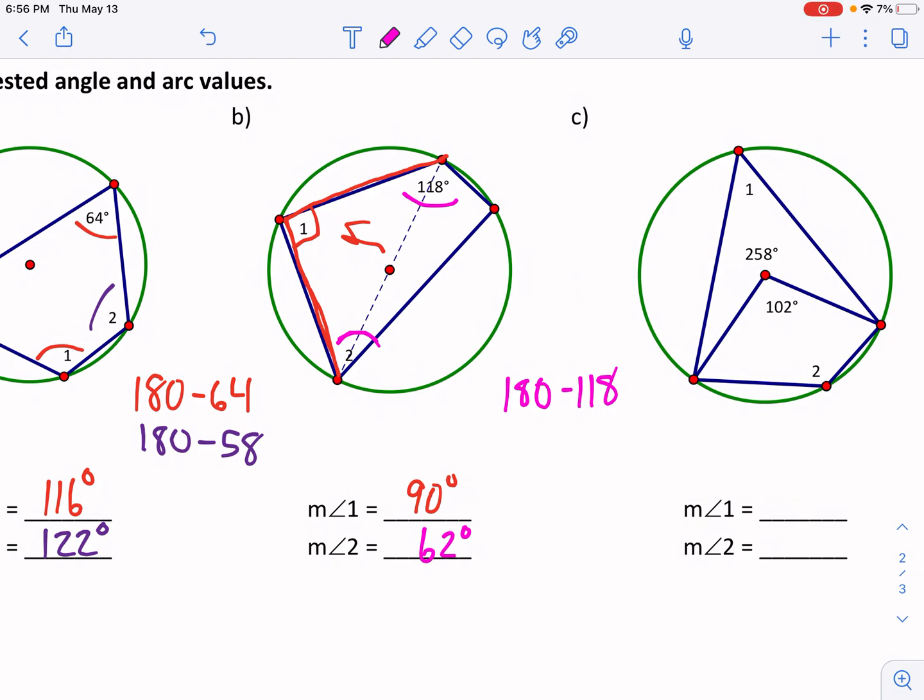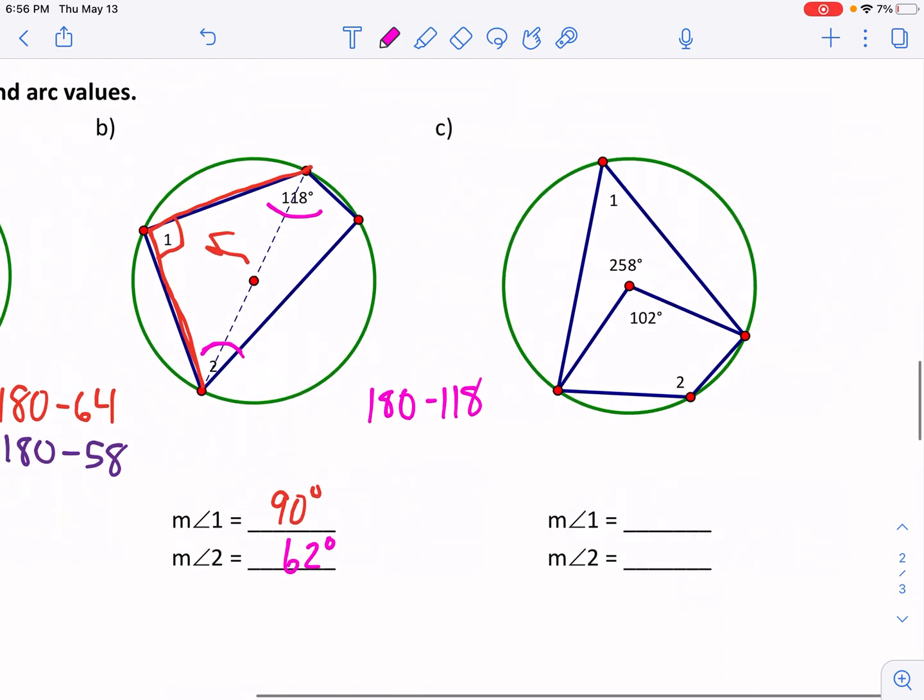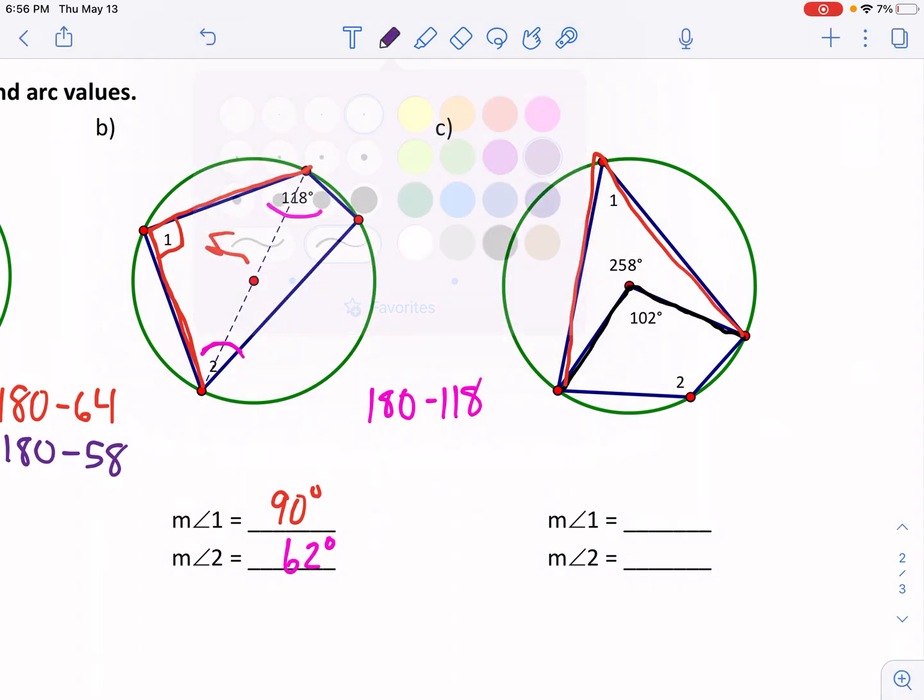Okay, so then we have one last problem here. We have angle 1 and angle 2 to find again. And notice we have a couple of different angles we're looking at. There's a central angle, 102, and then there's also an inscribed angle, angle 1, and then there's another inscribed angle, angle 2 here. So we have a couple of different angles that we're going to use here to help us determine some information. Okay, well, I'm going to start with the central angle. So the central angle is 102 degrees.